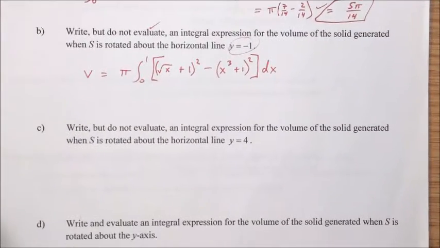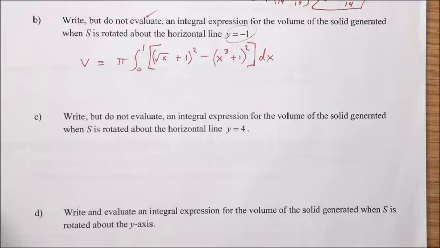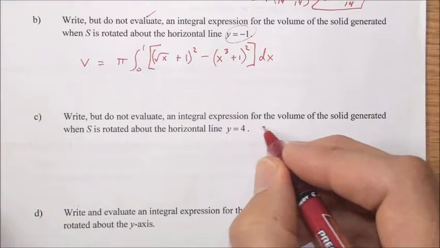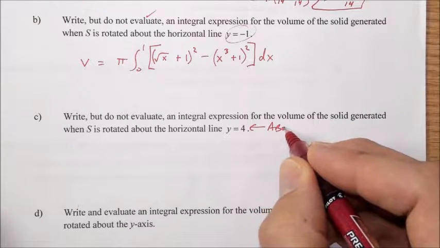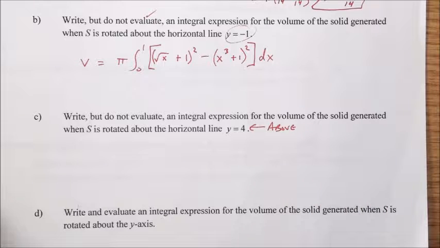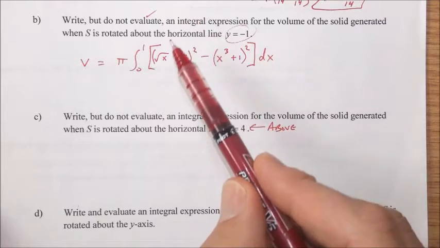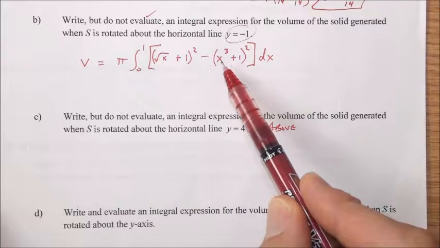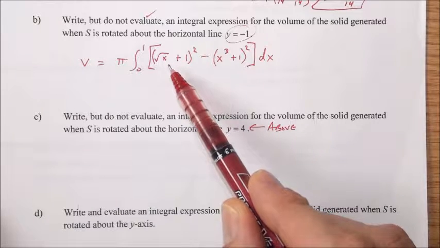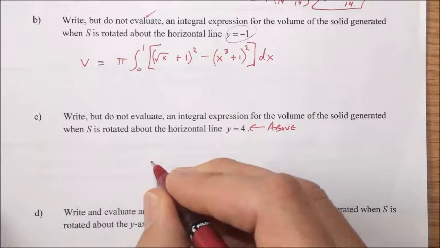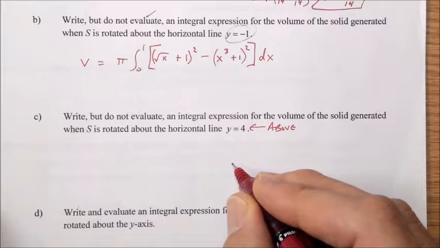Okay, for our next problem, we have another, this time the horizontal line y equals 4. Right, that line is well above our curve, our region, I should say. So since it's above, we're going to change the order of our functions, because now x cubed is further away from the line than the square root of x. So x cubed is going to go first, the square root of x is going to go second.